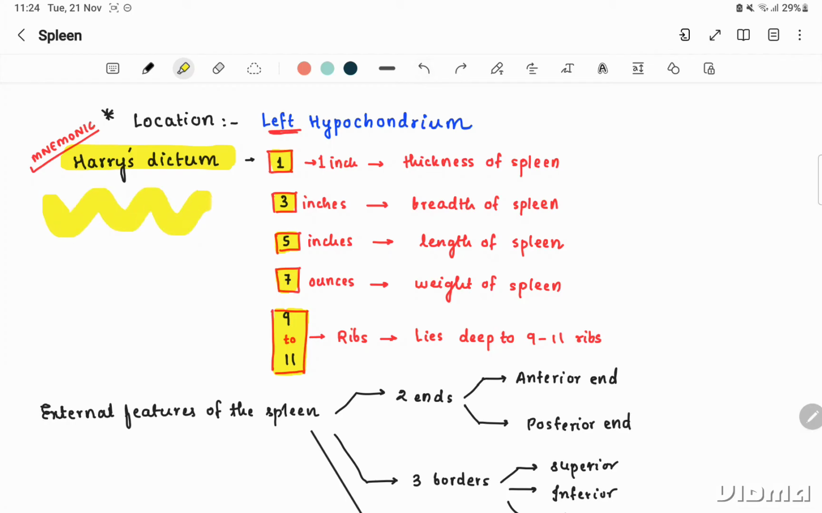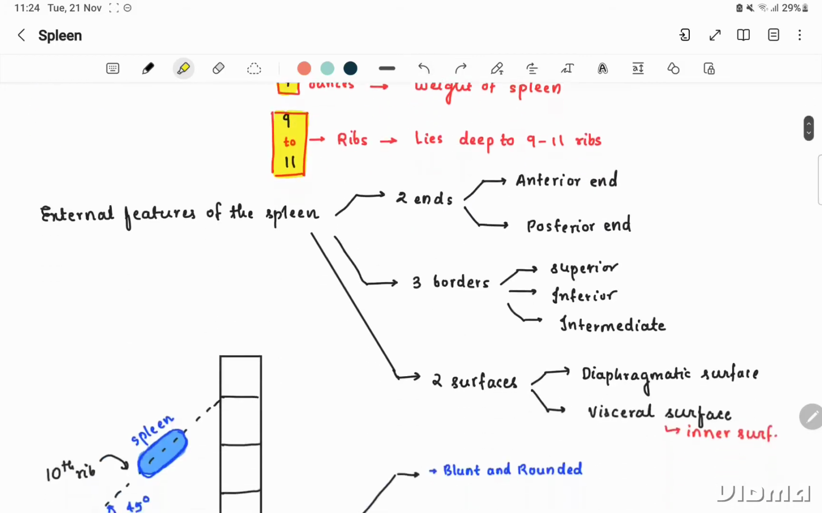It is a really good mnemonic, okay, which helps to remember the dimensions of the spleen. So we have 1, 3, 5, 7, 9 to 11. These are odd numbers. So what is 1? 1 inch is the thickness of the spleen. 3 inch is the breadth of the spleen. 5 inch is the length of the spleen. 7 ounce is the weight of the spleen. And 9 to 11 means it is lying deep to the 9th to 11th ribs.